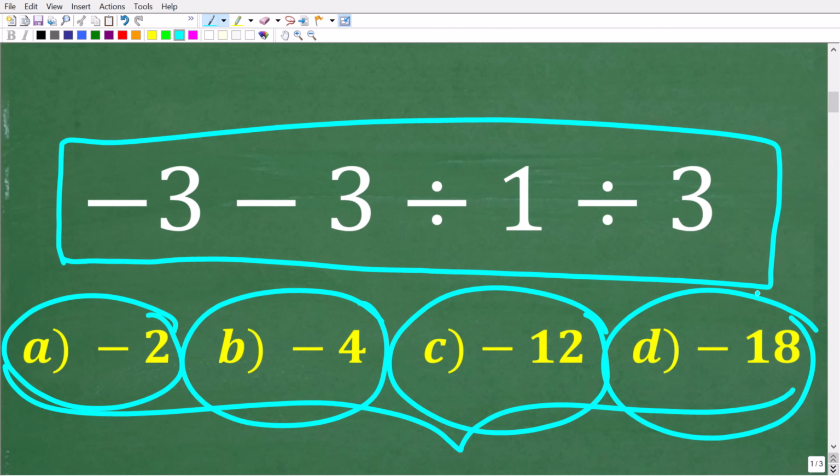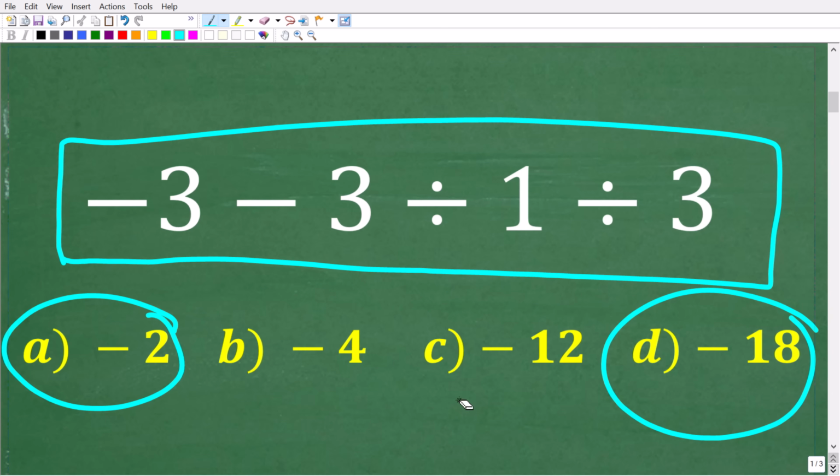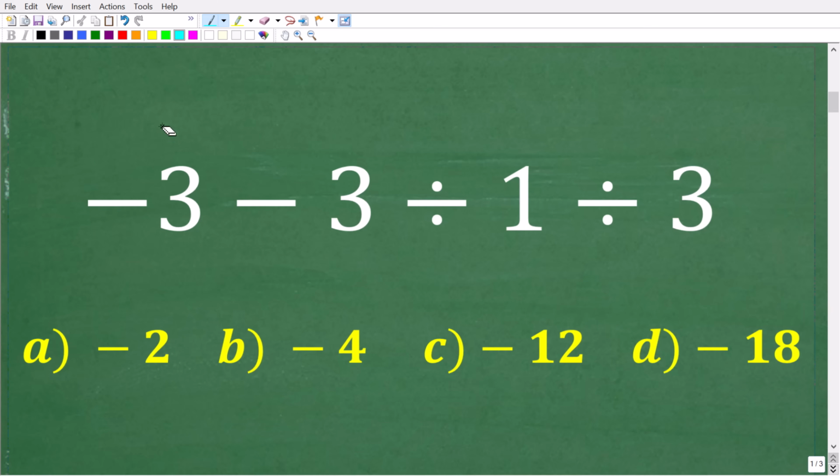So if you see your answer amongst these choices, that is fantastic because now you have at least a 1 in 4 chance of getting this right. Okay, so let's take a look at some common approaches to do this problem, and then you tell me which is the right approach and which is the correct solution.